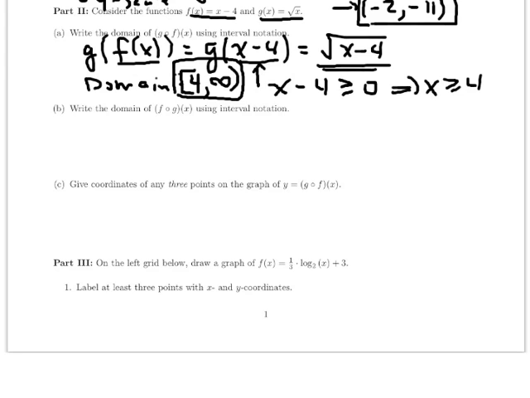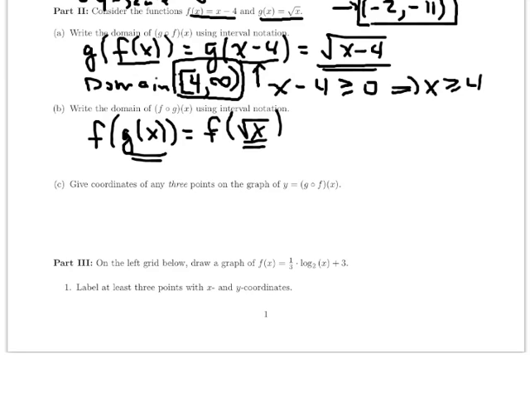F of g of x is a different function. If we do one step at a time again, now instead of g of x, I know g of x is the square root of x. So instead of f of g of x, I'm using f of the square root of x. And f is the function that when you put something in, 4 is subtracted. So when you put square root of x in, 4 should be subtracted. So this is the rule for f of g of x. Take the square root of x and subtract 4.